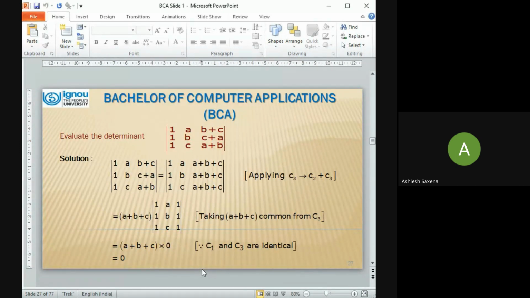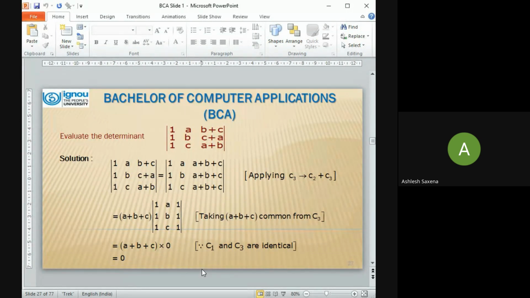Now what I'm going to do. You can see that the problem was given to us as 1, 1, 1, A, B, C, B plus C, C plus A, A plus B. Different things will come into your mind. We can reduce these elements to 0, or we can split these, because you have seen we can split it.